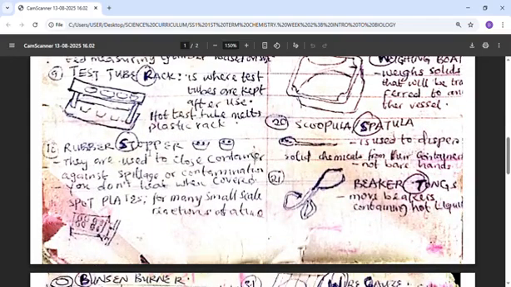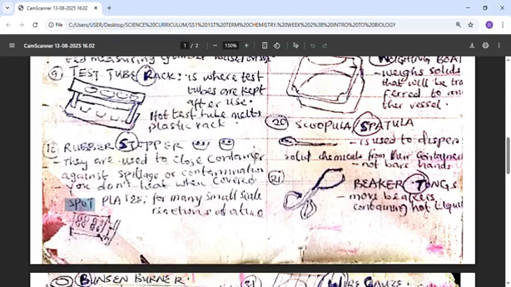Then rubber stopper. So these rubber stoppers are used to close containers against spillage. So once you have your container, you put this stopper at the base. It's just like a cover to stop movement of chemicals. So that's it, then we have spot plates.